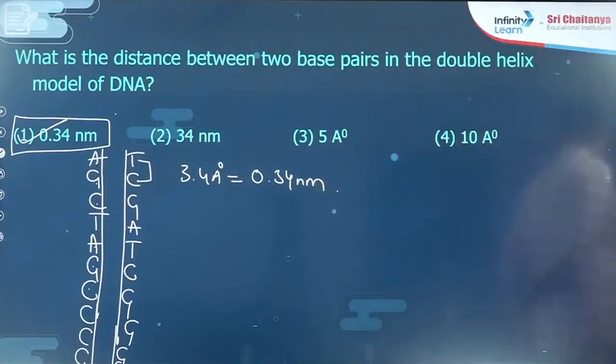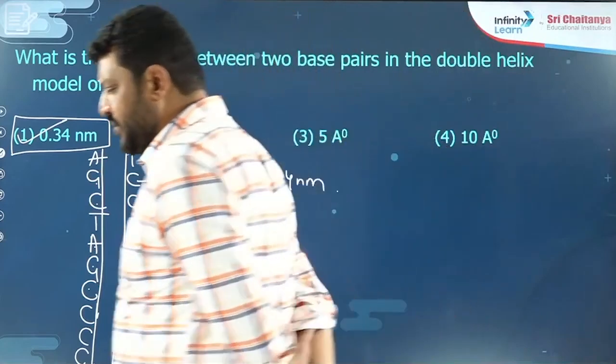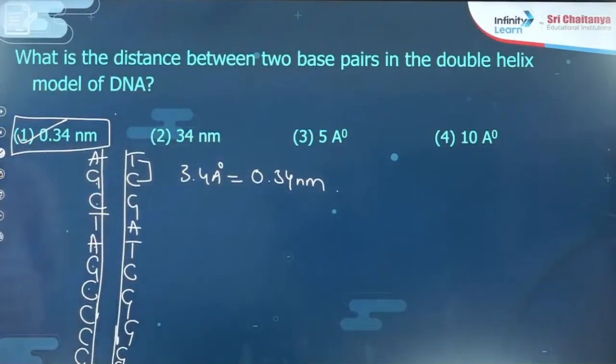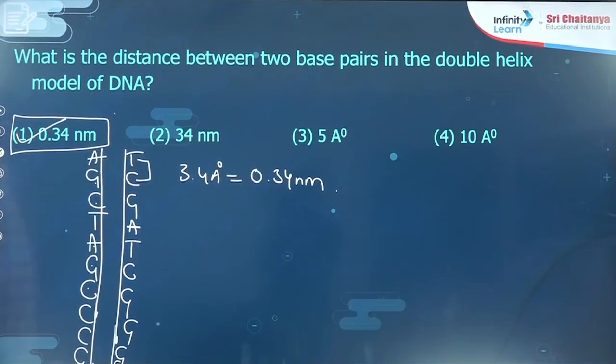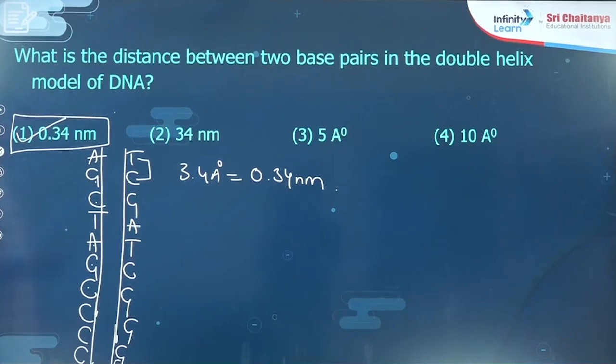What is the question asked? The distance between two successive base pairs, successive nucleotides, is 3.4 angstrom units. But it is given in nanometers, so 0.34 nanometers is the correct answer. Are you getting me? Was it clear? Shall we go for the next question? Beta, you should write down all these questions because all of them are very important. Clear? So I am going to the next question.